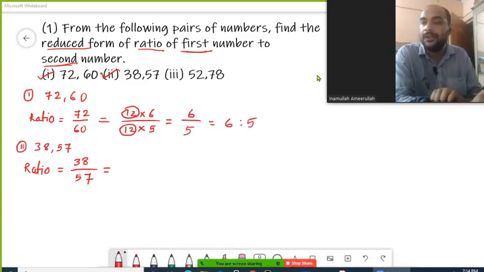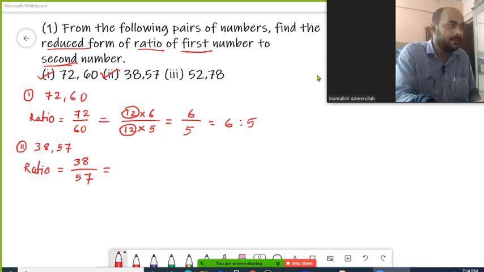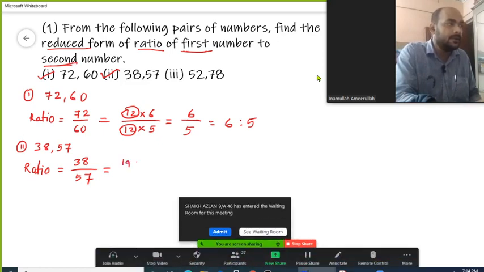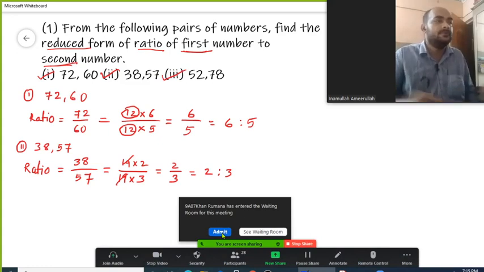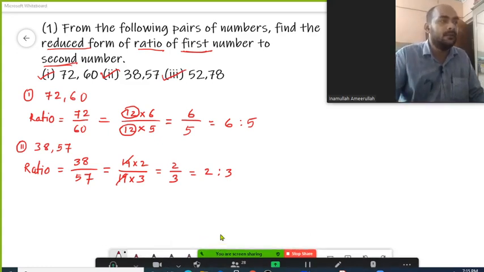38 is actually 19 twos and 57 is 19 threes. So 38 can be written as 19 twos, upon 19 threes, 57. So 19 will cancel. We will be left with 2 by 3. So the ratio is 2 is to 3. This is the last question. You can try this question. In the same way you need to write them in reduced form.